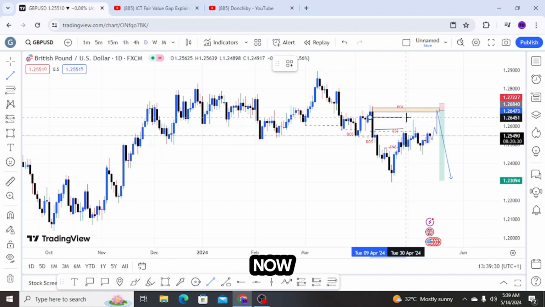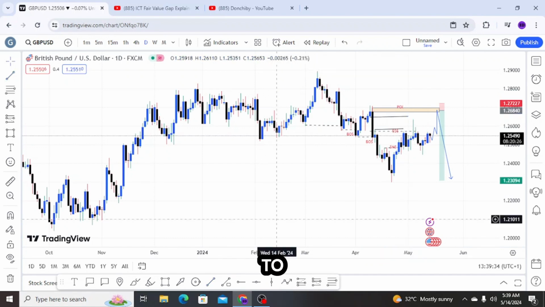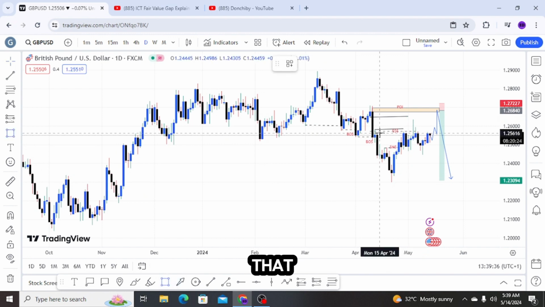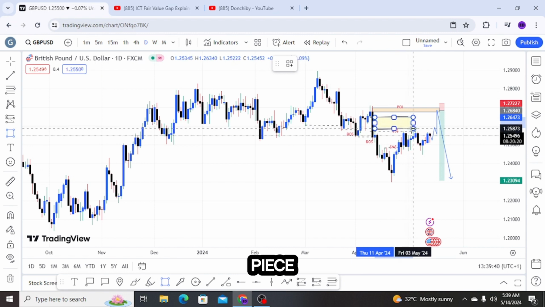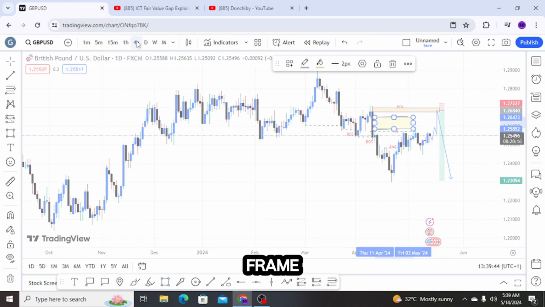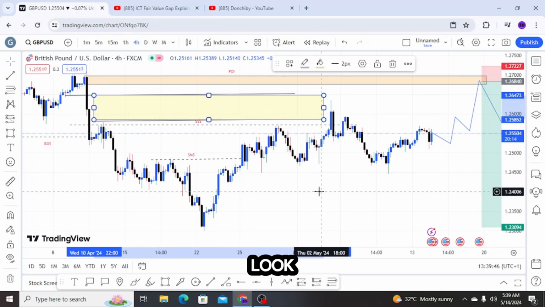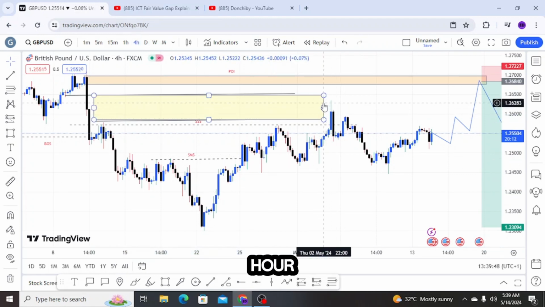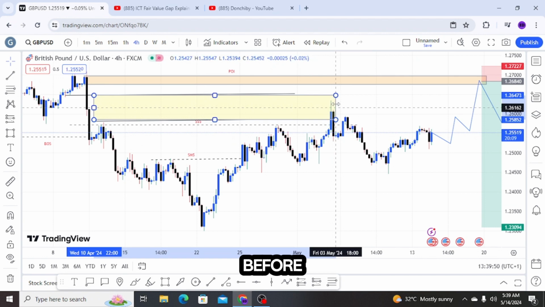Now if I mark out this thing and go to a smaller time frame, you will see that the market respected it very well. Let me mark out this place now. All right, and let's go to the 4 hour time frame and see something. Now look at what happened here in the 4 hour.